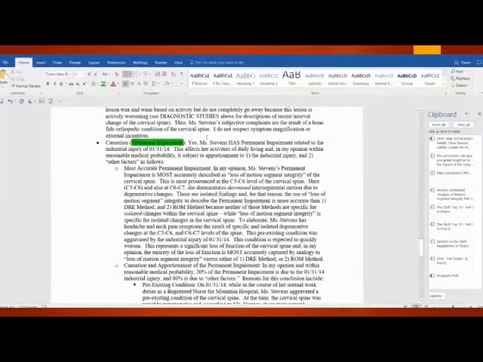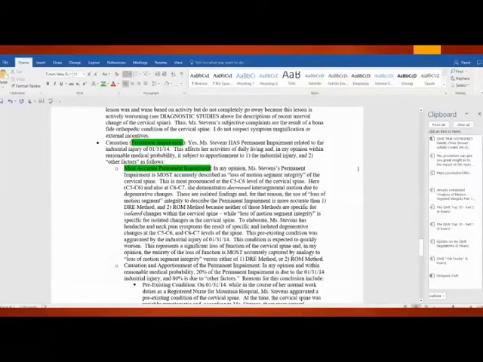My answer is yes, Mrs. Stevens does have permanent impairment related to the industrial injury. This affects her activities of daily living, and in my opinion, within reasonable medical probability, it's subject to apportionment due to 1, the industrial injury, and 2, due to other factors as follows. So here I give my opinion on the most accurate permanent impairment rating.